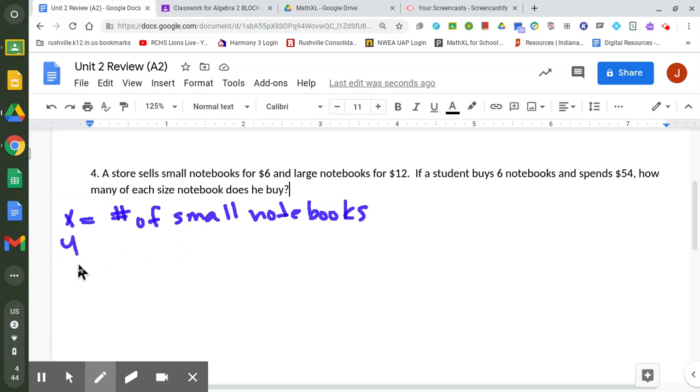And I'm going to use y as my other variable, and that's going to be the number of large notebooks. So all that is called is just defining your variables. And then you actually have to write your own system of equations. So you're going to write 2 equations.